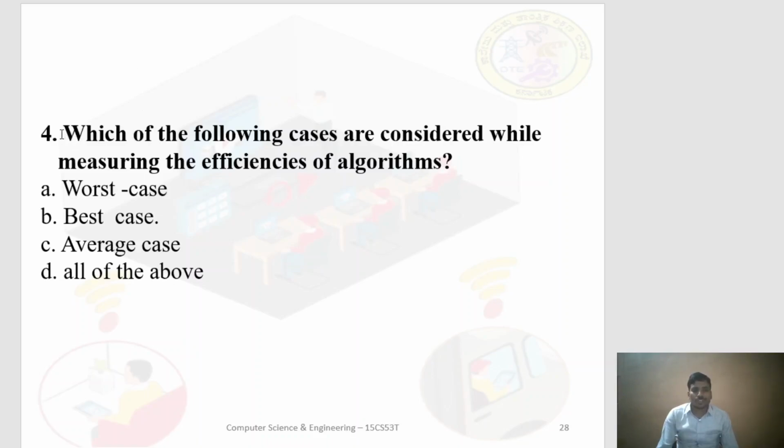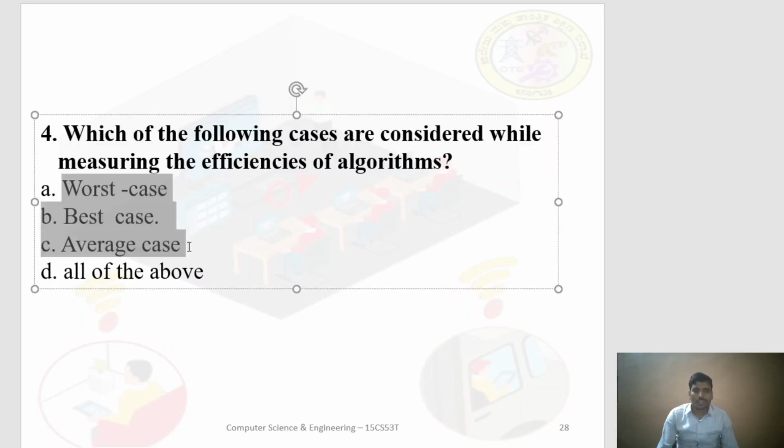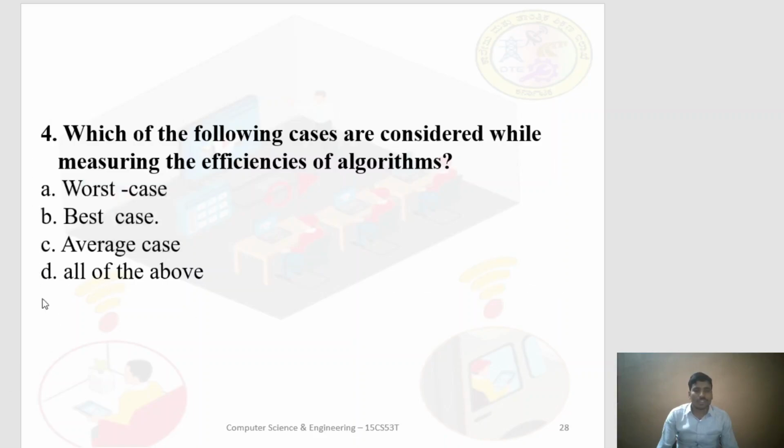Read the fourth question. Which of the following cases are considered while measuring the efficiency of algorithms? The second concept in today's session was worst case, best case and average case. If we want to measure the efficiency of any algorithm, we consider all 3 cases, that is worst case, best case and average case. Hence what will be the answer, students? D will be the answer, all of the above.